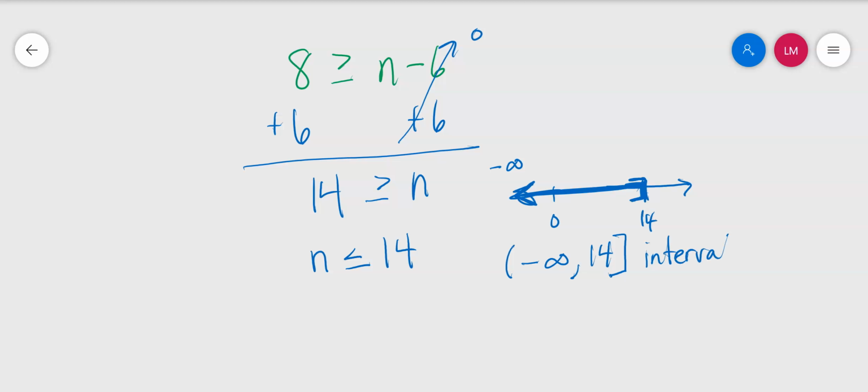But remember, no parentheses on the 14, we use a bracket, and here's interval notation. And last thing, let's show you set builder. For set builder, you would put your squiggly line in such that n is less than or equal to 14, and then you close it. And this is set builder.